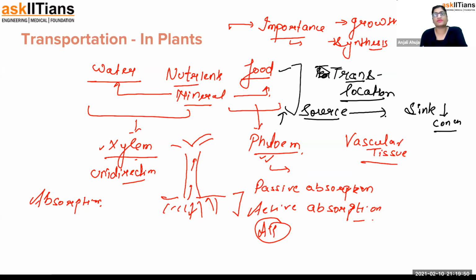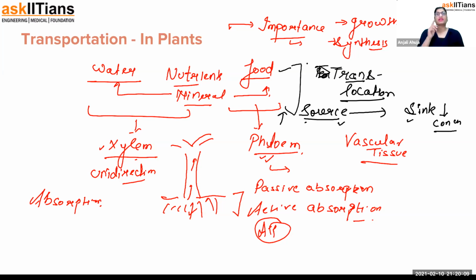Source used to have obviously higher concentration, and sink used to have lower concentration of the food. So food always moves from source to sink, that is from higher to lower concentration. Source is the place where it is getting formed. And the movement of the food in the plant is known as translocation. Clear?